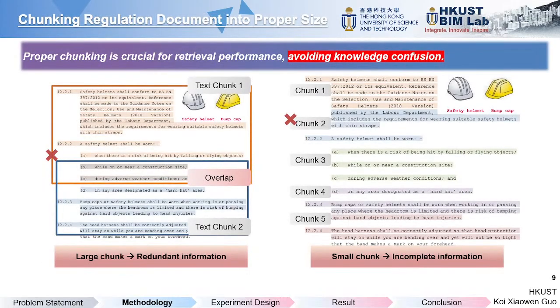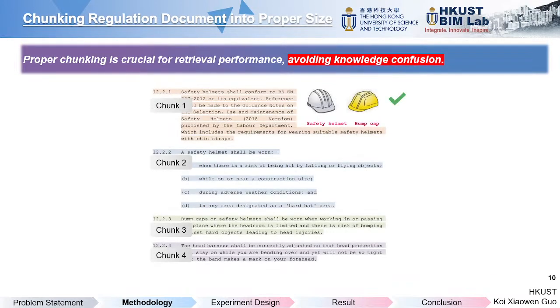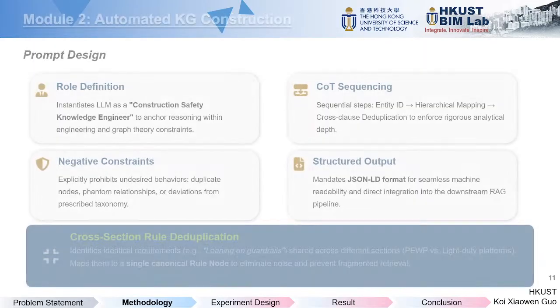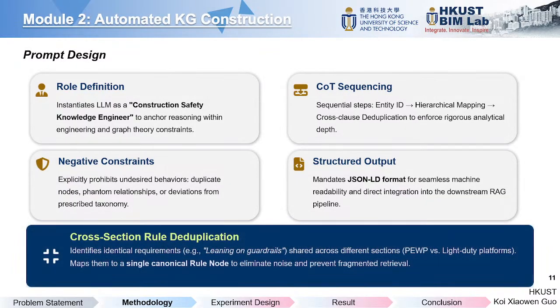Then for the retrieval part, as we mentioned before, improper chunking will lead to knowledge confusion. The regulation handbook is structured documentation, so we would like to keep context awareness when chunking. We want to chunk it according to the structure of the regulation handbook itself. So we let the LLM do the rule extraction from the handbook.